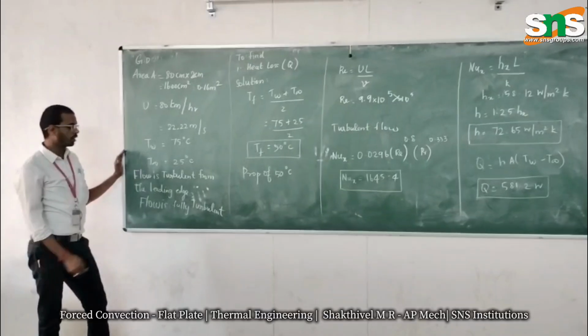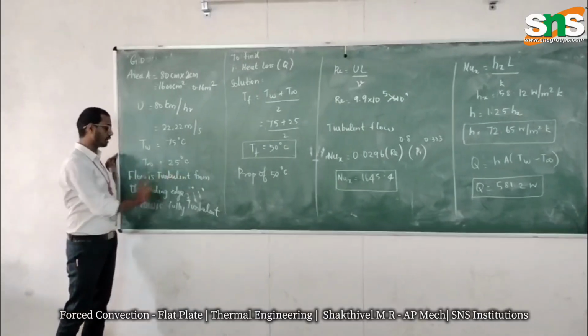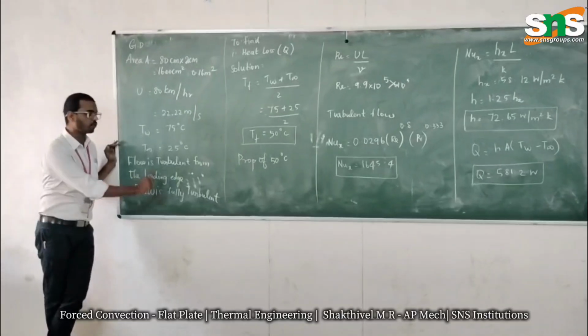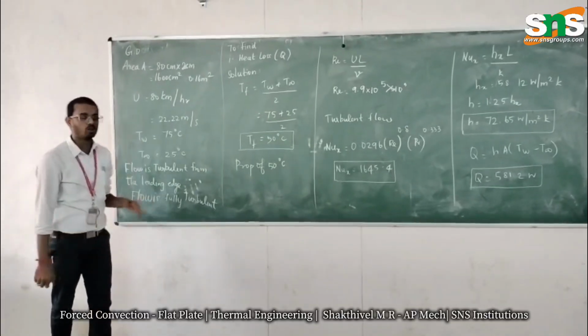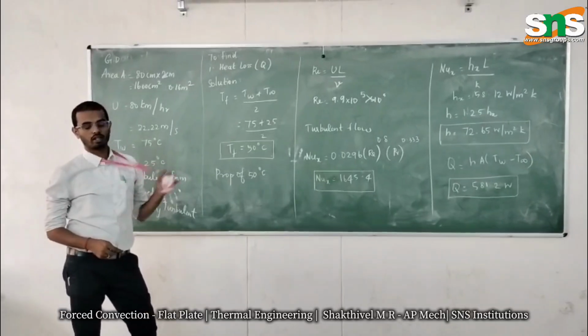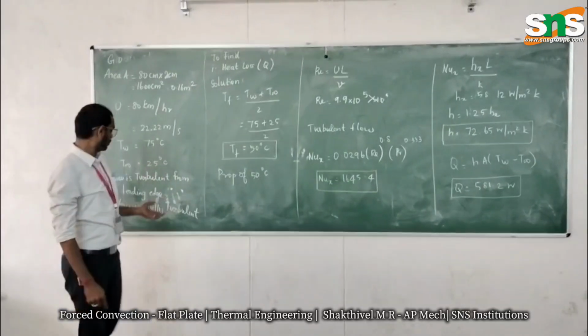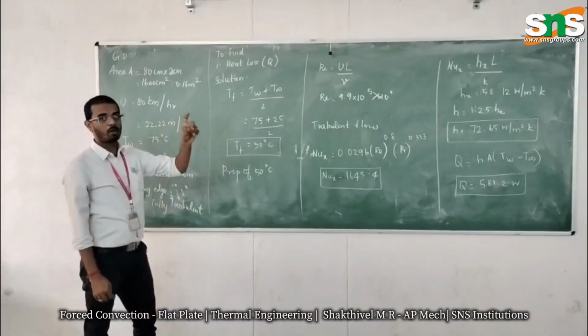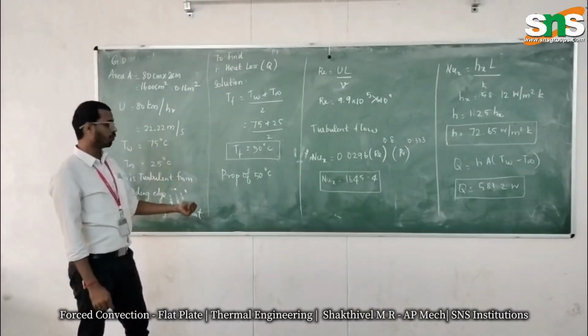In the question it is mentioned that the flow is turbulent from the leading edge, so it is considered as the fully turbulent flow. We can use the HMT data book in the page number 124 of 10th edition. The fully turbulent flow's value is there. So we will take the formula of this fully turbulent flow.